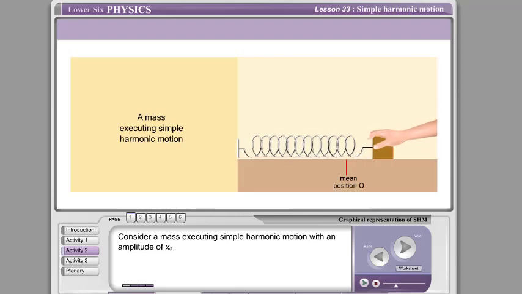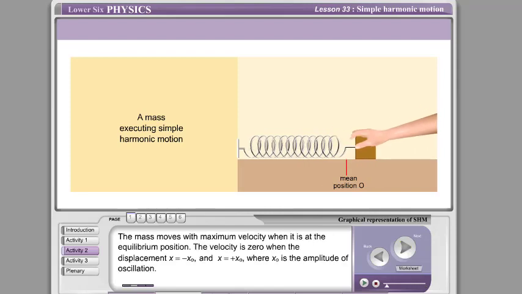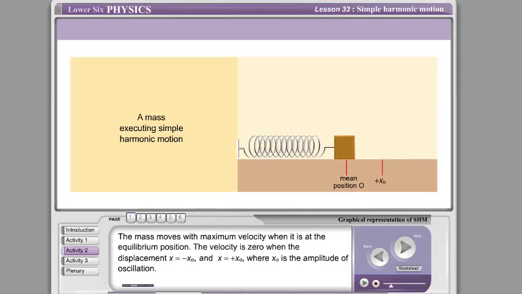Consider a mass executing simple harmonic motion with an amplitude of x0. The mass moves with maximum velocity when it is at the equilibrium position. The velocity is zero when the displacement x equals negative x0 and x equals plus x0, where x0 is the amplitude of oscillation.